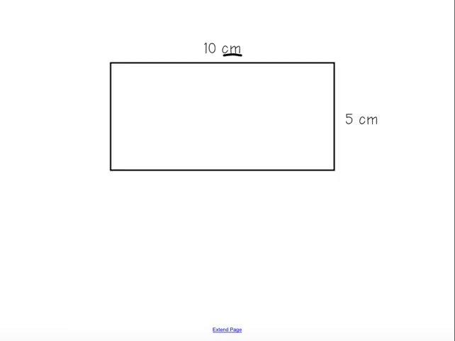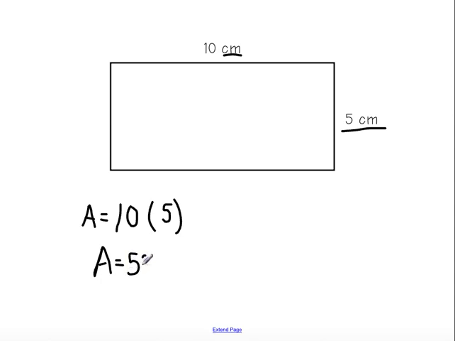And putting it into practice, we have a rectangle here with a base of 10. So we're going to go ahead and put area equals 10, and then over here we have a height of 5. So 10 times 5, and we get that the area equals 50. Now we have to make sure that we label our answers. So since we are talking about area, we are talking about square centimeters.